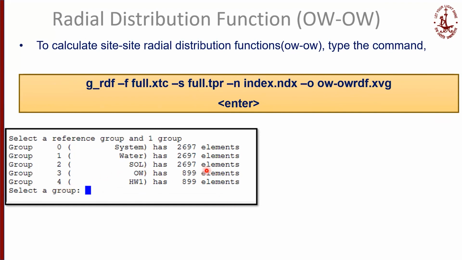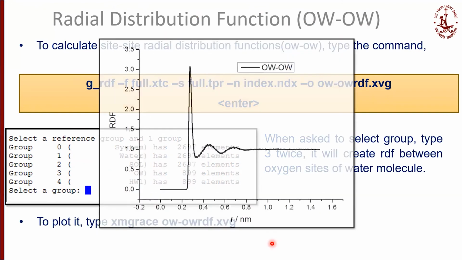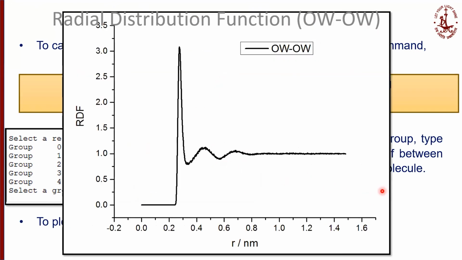If you enter, now your index file will have these many groups. System, water, SOL will always be there. OW and HW1 is what you have created now. Since you want to find out how oxygen of water interacts with oxygen of water, you will select the same group 3 and 3 twice. Once you do that, you can plot it using XM Grace. The plot will look like this.